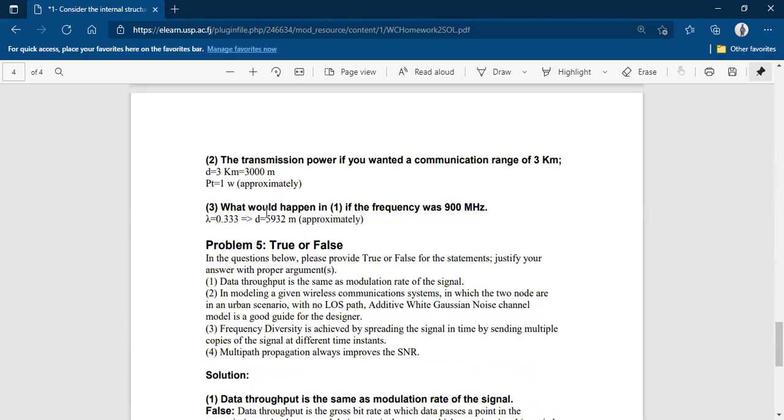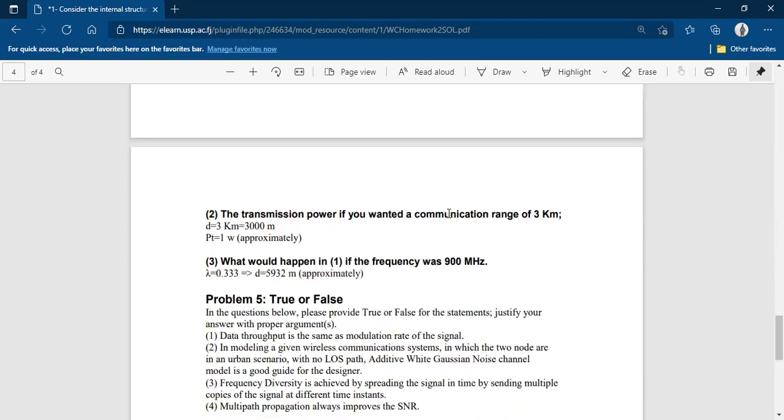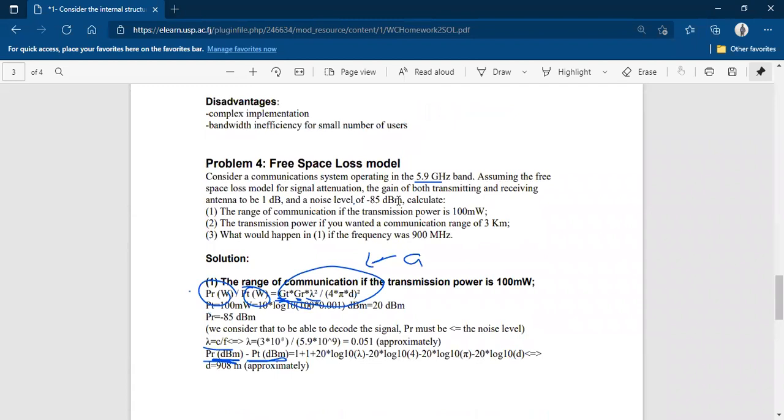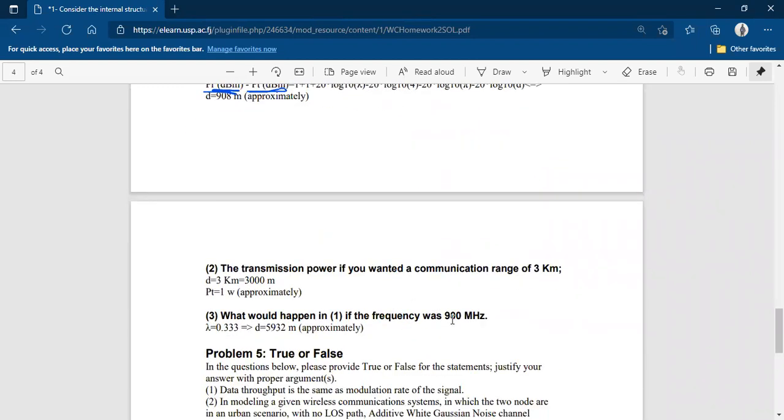Question number 3: what would happen if the frequency was 900 megahertz? Again, we know our frequency, we know our lambda. We just need to find our distance. So remember, it says what will happen if the frequency was 900 megahertz.